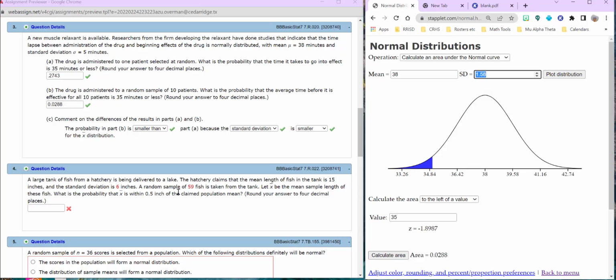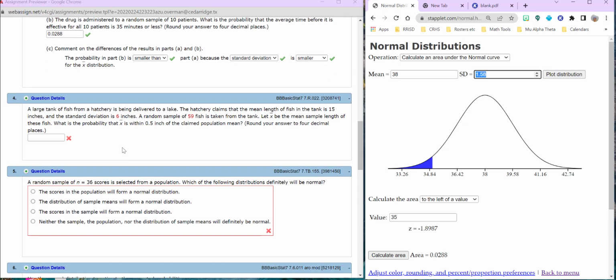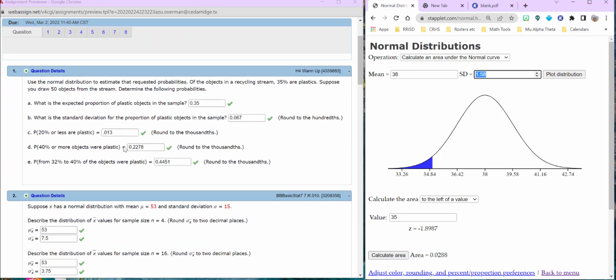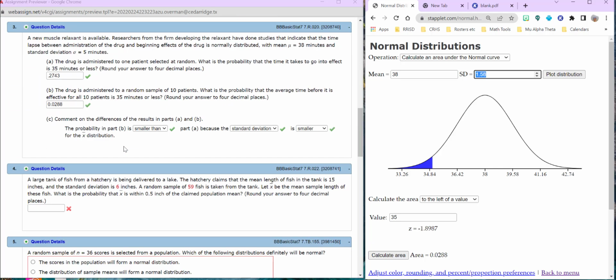All right, a large tank of fish from a hatchery is being delivered to the lake. The hatchery claims that the mean length of the fish in the tank is 15 inches and the standard deviation is 6 inches. A random sample of 59 fish. By the way, so you see these red numbers? Red numbers usually mean you got to do this calculation on your own. So pay attention and follow along. So the mean, all of us probably have the mean of 15 inches. So I'm going to put the 15 inches in there. But my standard deviation is not going to be 6.